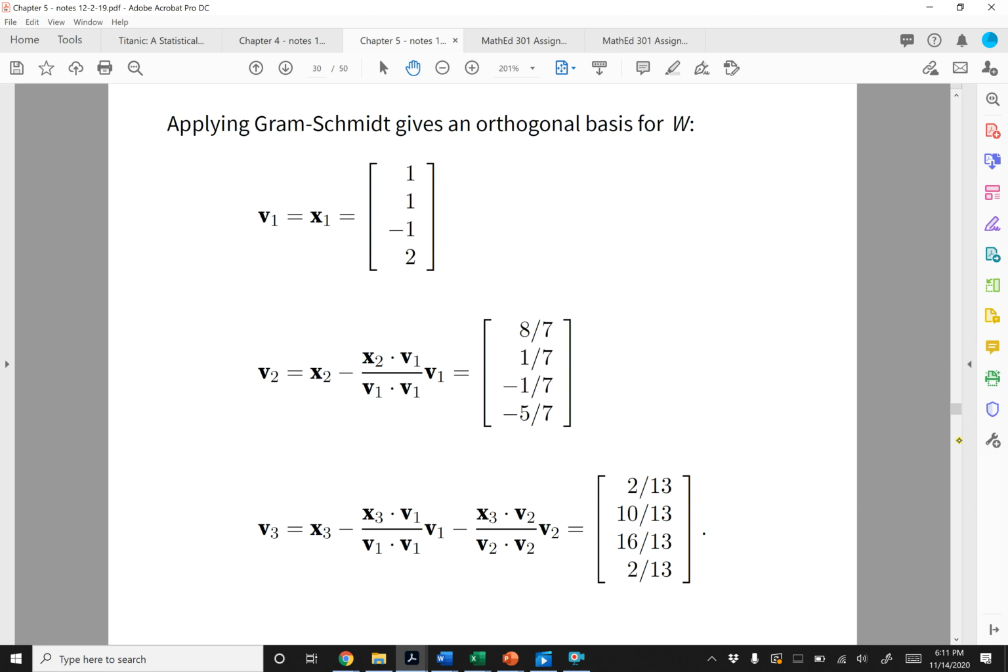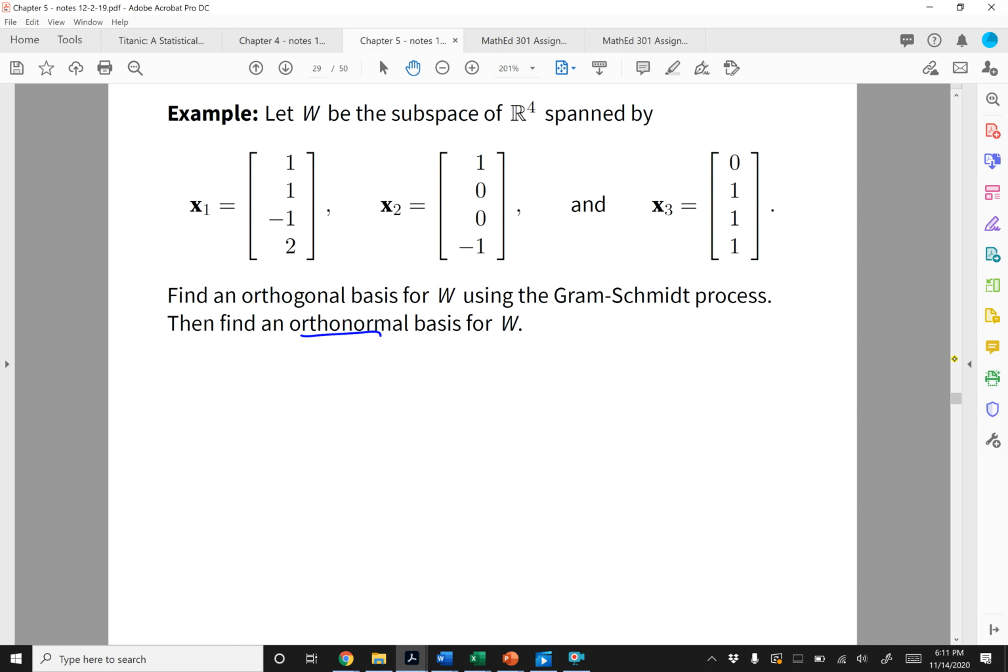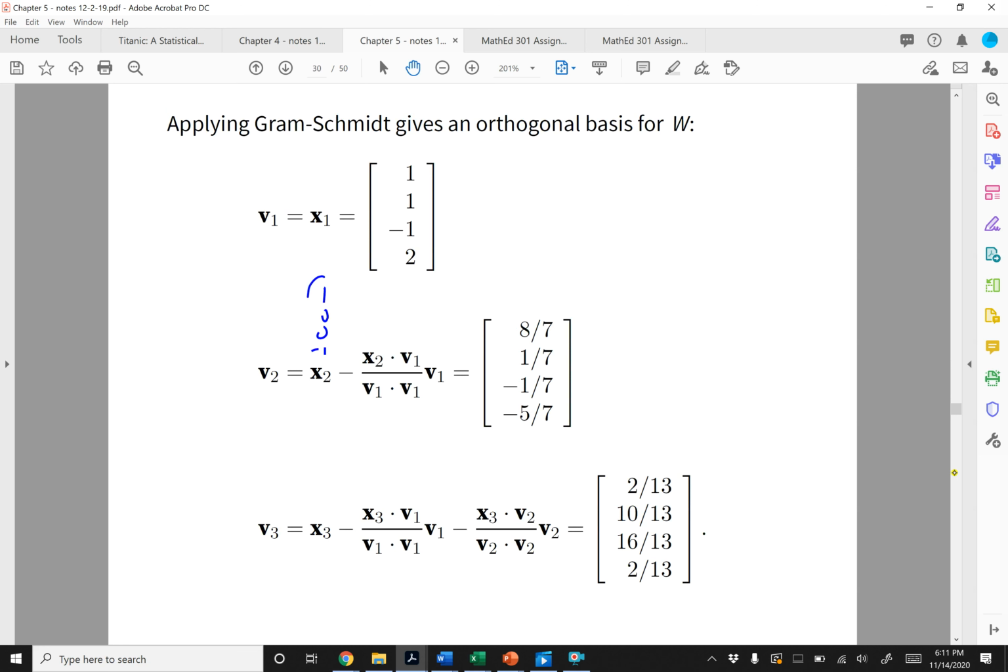Now we are going to take x2, which is 1, 0, 0, minus 1. There's x2, and we're going to subtract off x2, which is 1, 0, 0, 1 dot v1, which is 1, 1, minus 1, 2. We dot those together. What do we get? We get 1 plus 2, so we get 3. So this numerator is 3, and the denominator is v1 dot v1, which is 1 plus 1 plus 1 plus 4, so that gives us 7. So it's 3/7 times v1.